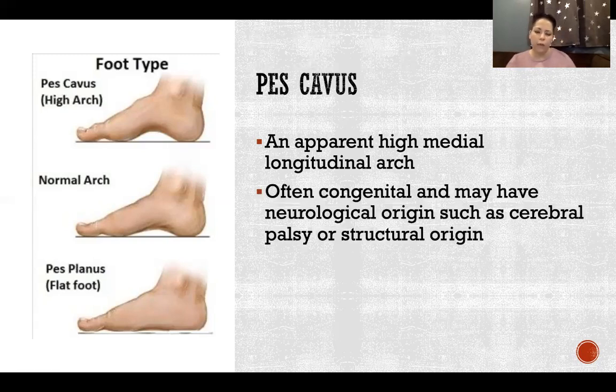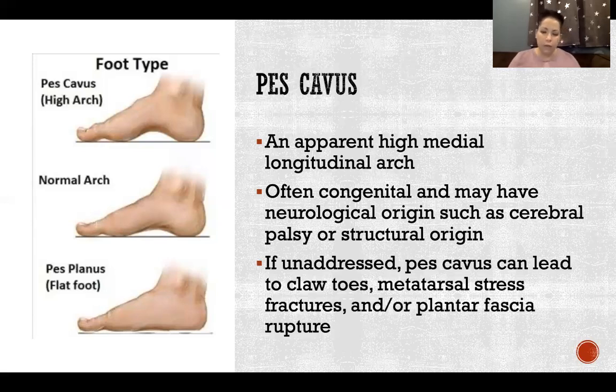So this can often be congenital. So it could just be by design of how the bones grew. And it could also have neurological origin, like in cerebral palsy, or there could be a structural origin. So if unaddressed, it can lead to claw toes, which is exactly what it sounds like. It's flexion of the toes that make them go into a claw shape.